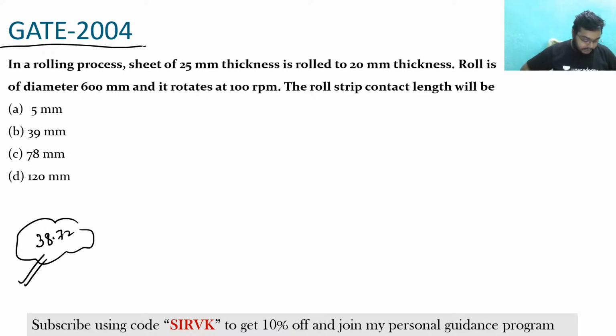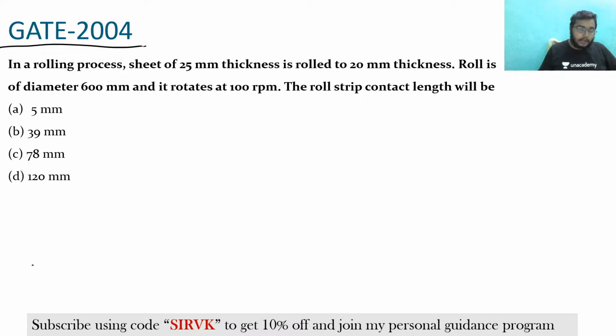B. Yes, good. Swapnil, 38.72. Very good, Swapnil. Very good, Ranveen. What about the others? Are you not understanding? Is there any problem in understanding? What about the others?